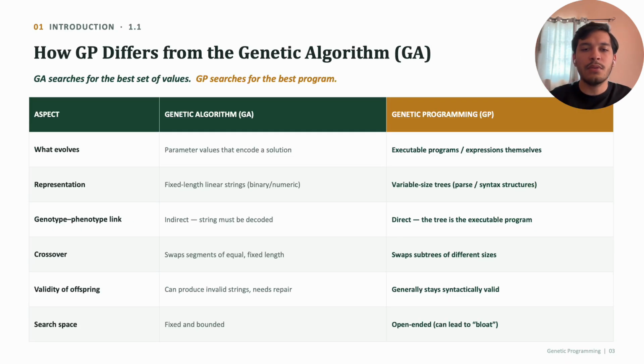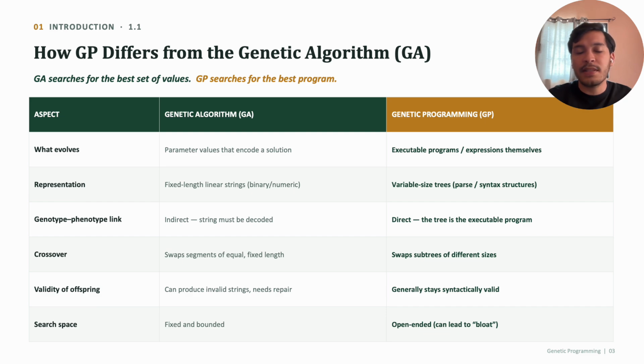Now, with the information we have until now, it could seem that genetic programming is just another genetic algorithm. However, this is not the case, since a genetic algorithm involves a fixed-length string of values. We could think of it as tuning a set of numbers or parameters, and on the other hand, genetic programming involves the program itself. It's kind of like a tree-shaped structure that can be directly executed. This single difference cascades into everything else.